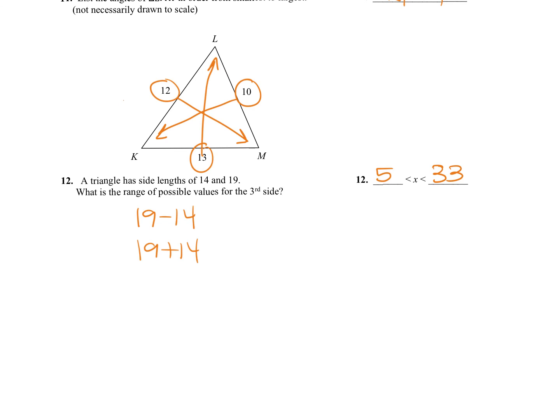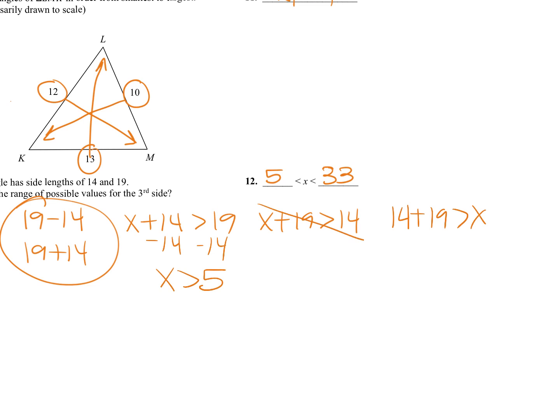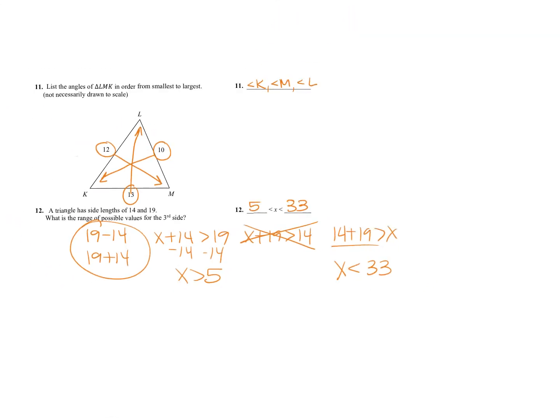You're welcome to set up the 3 inequalities. x plus 14 has to be greater than 19. x plus 19 has to be greater than 14. And 14 plus 19 has to be greater than x, right? Because that's the relationship we're looking for. But this finds those answers for us. So take away the 14. x is greater than 5. This one becomes negative. So we ditch the negative one because you're not going to have a negative side length anyway. And then this one is x is, I'm going to flip it around, less than 33. Okay. Questions on that?